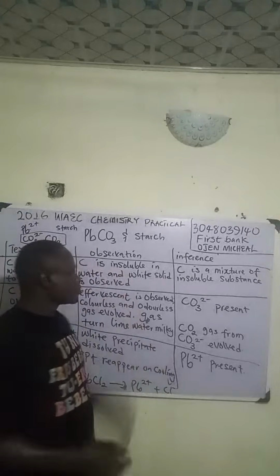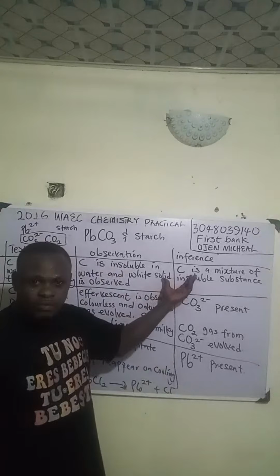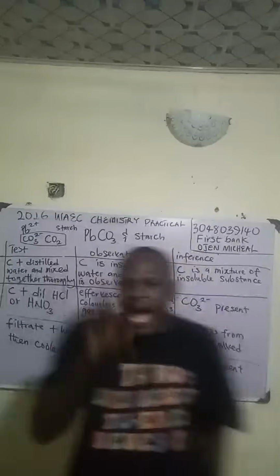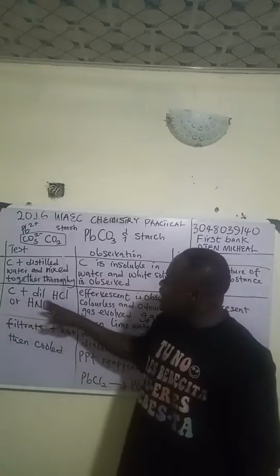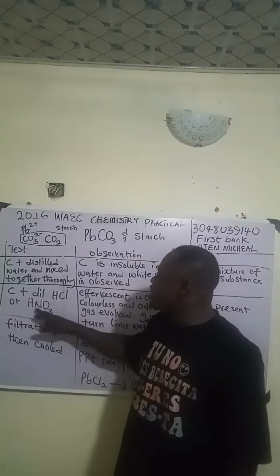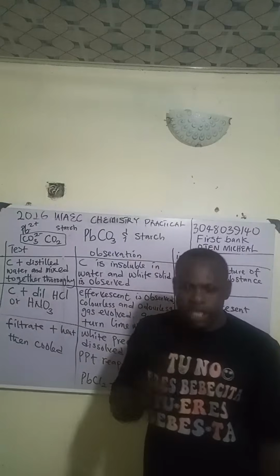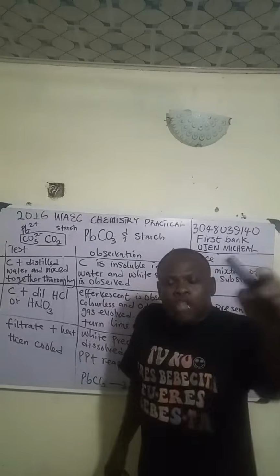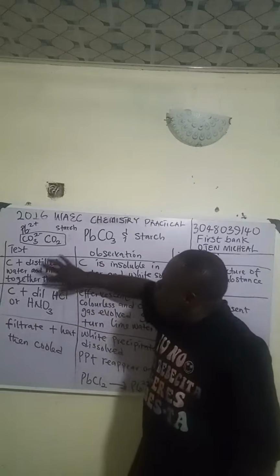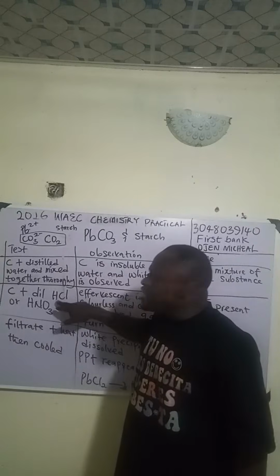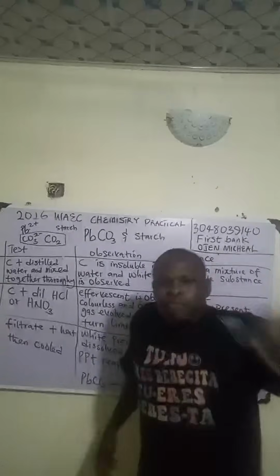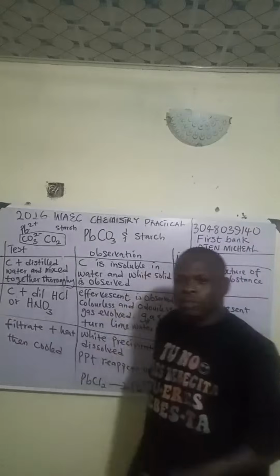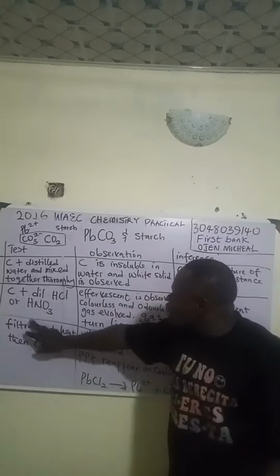Let me explain. After the first stage, in the second stage, you will be asked to treat either with HCl or HNO3. If they ask you to treat with HCl, you are going to heat it. They will tell you, after adding HCl, heat the mixture. When you heat the mixture, that is what you are going to see.